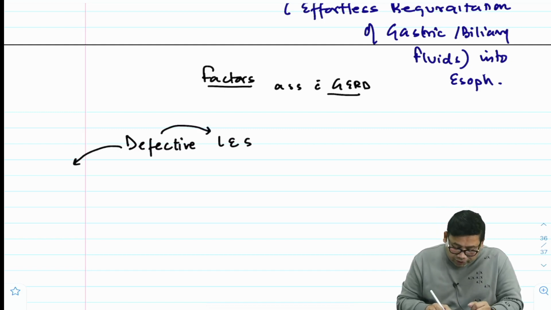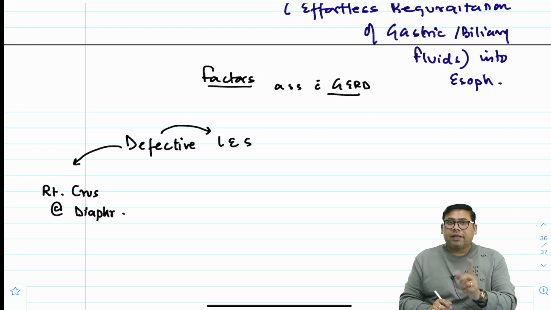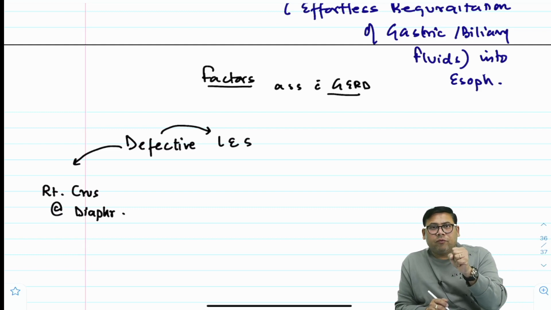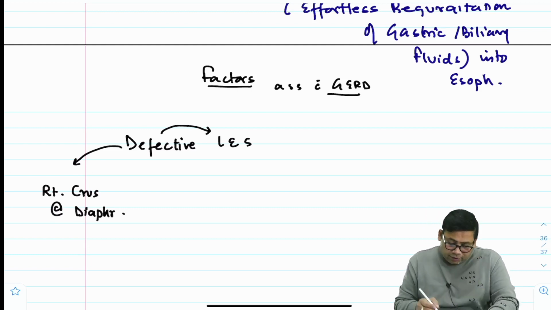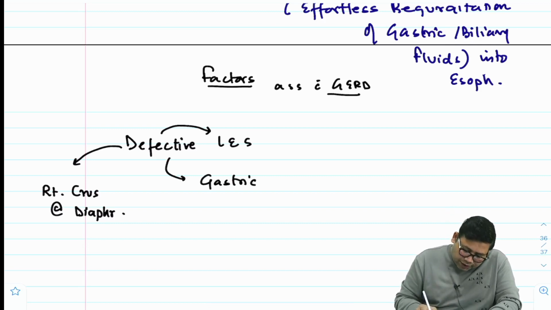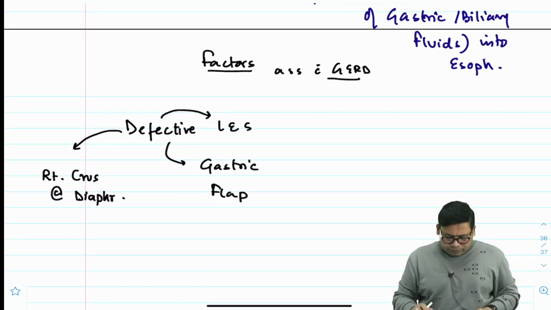Then a defective right crus of diaphragm. There are two important things. So right crus of diaphragm, that is the corkscrew, or you can say cork pinching movement, is actually not working. And then the defective angle of His, or you can say defective gastric valve or gastric flap. Now what are these three things related to? Let us try to understand.